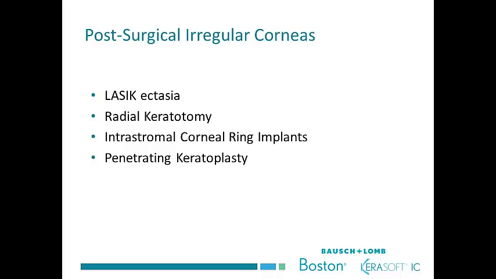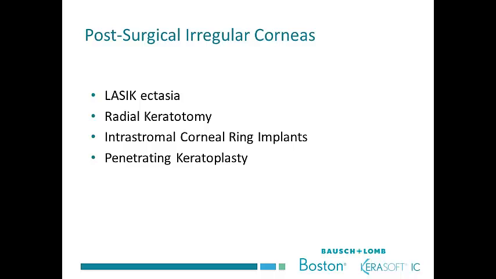For instance, post-LASIK ectasia, where there's ectasia, a thinning and bulging happening after the LASIK procedure was performed. There's radial keratotomy. And then treatments for irregular corneas are intrastromal corneal ring implants, corneal collagen cross-linking, and penetrating keratoplasty. Now, penetrating keratoplasty we always think of as an endpoint for keratoconus, but it can also be a treatment for Fuchs corneal dystrophy.